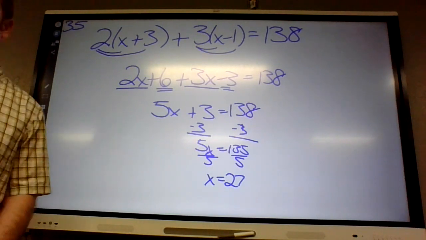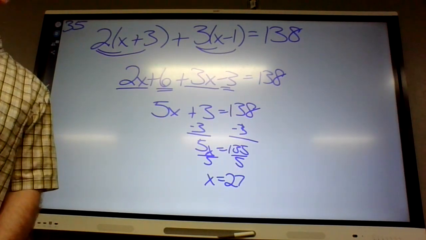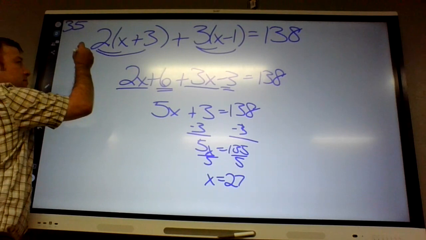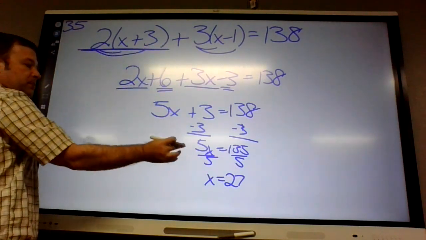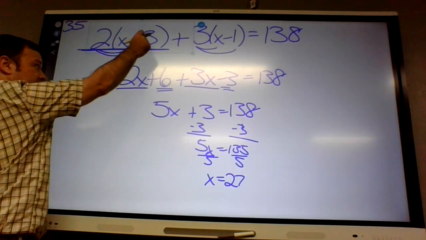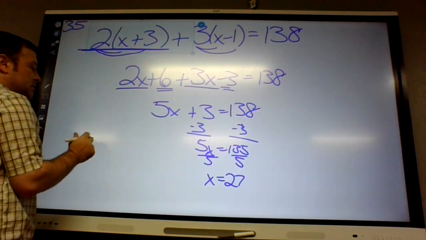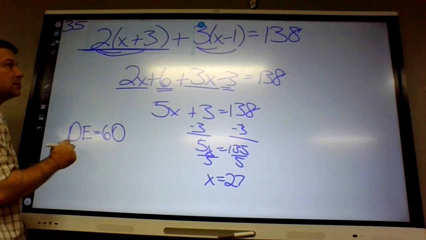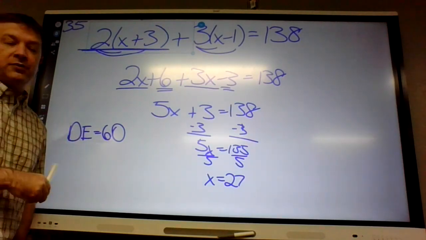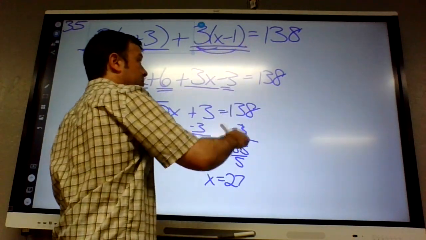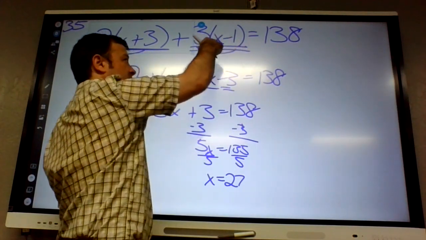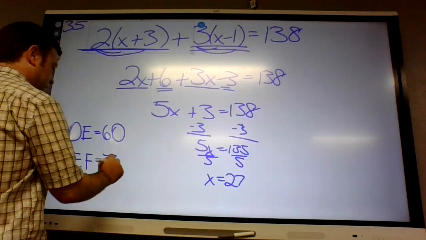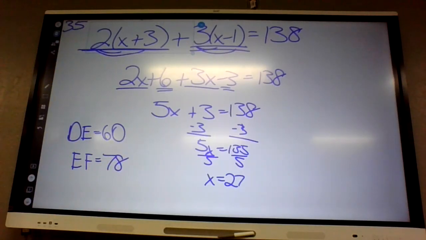They're asking for segments DE and EF. So how do I find segment DE? Put in 27 for x. So x is 27. 27 plus 3 is 30 times 2 is 60. Oh, okay, that makes so much more sense. And then EF was this thing over here. So 27 minus 1 is 26 times 3. I believe that's 78.